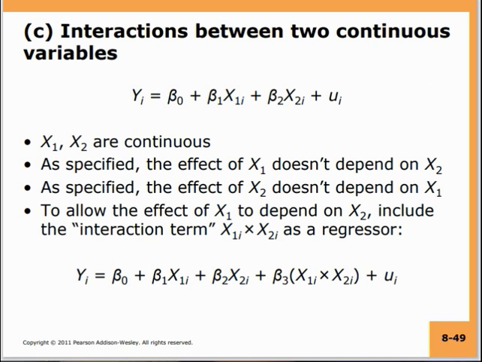Okay, but if in fact you suspect that the effect of x1 on y may depend on x2, then you can include an interaction term, which is x1 multiplied by x2, and you can try to regress y on x1, x2, and x1 multiplied by x2 and see what results you get from that.